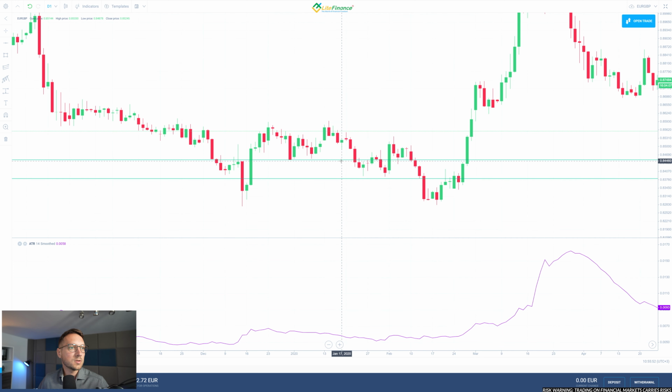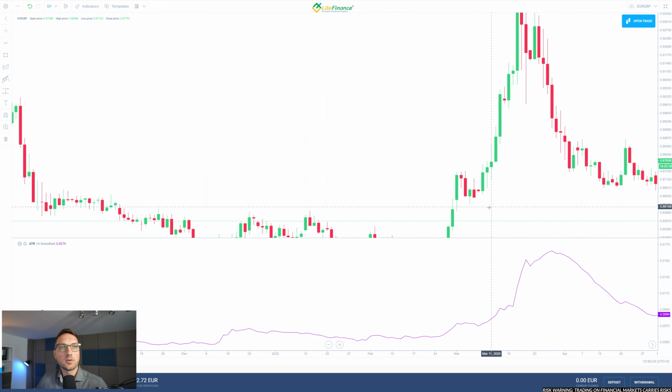Let's maybe mark it with a different color. What we could do, we could make it more green and thicker. Okay, so that would be our entry level, and most of the traders would most likely put their stop loss somewhere over here, just below the formation, maybe a pip or two, and yeah, in this situation you would be stopped out before the bigger move.